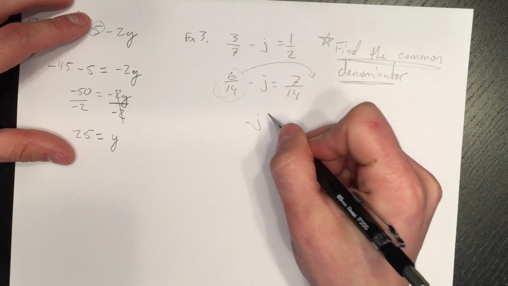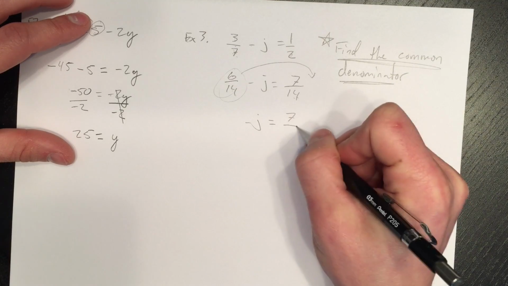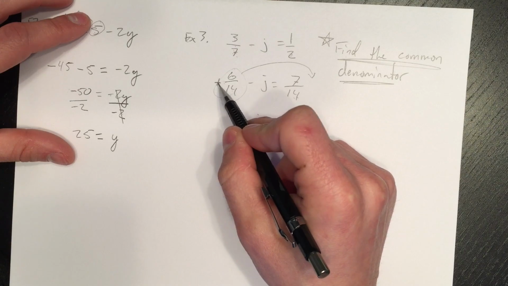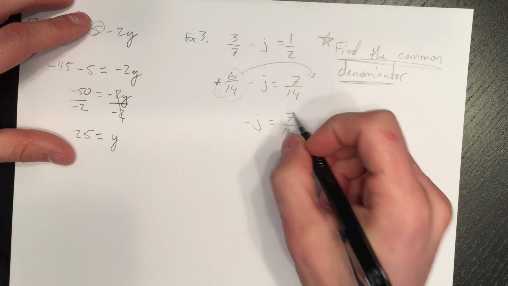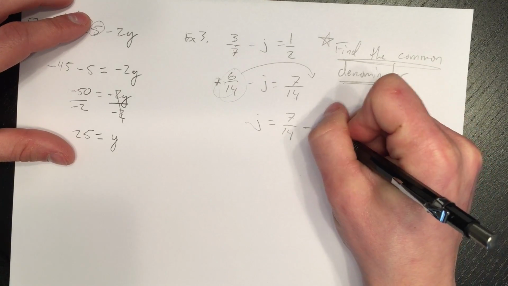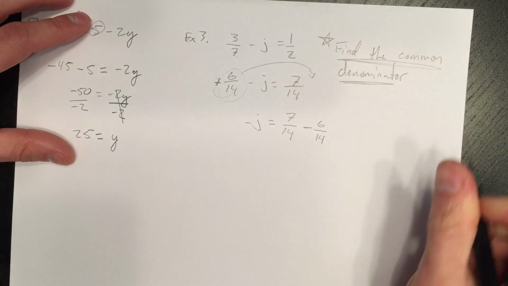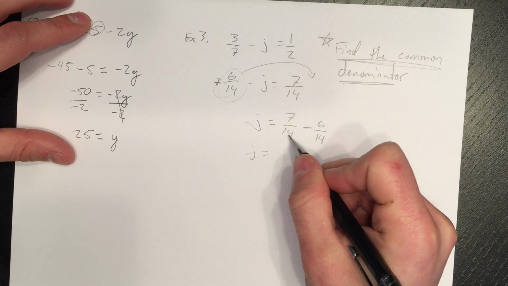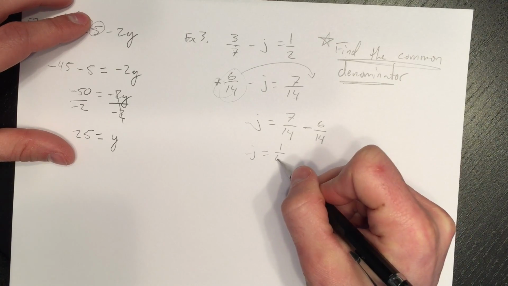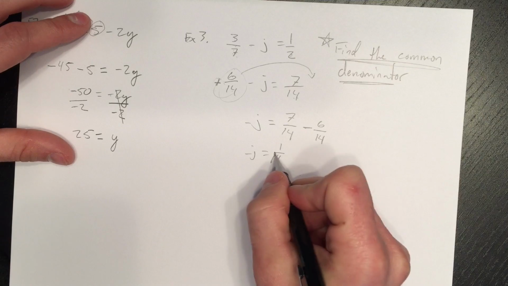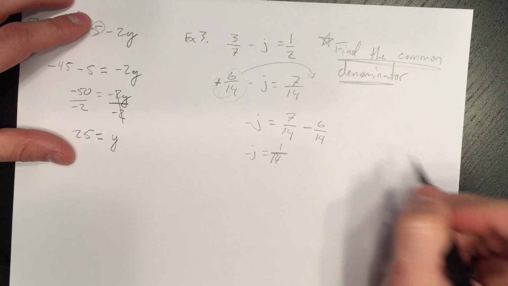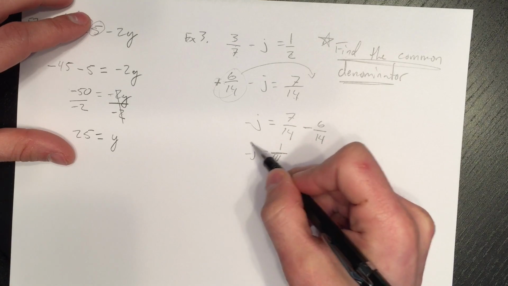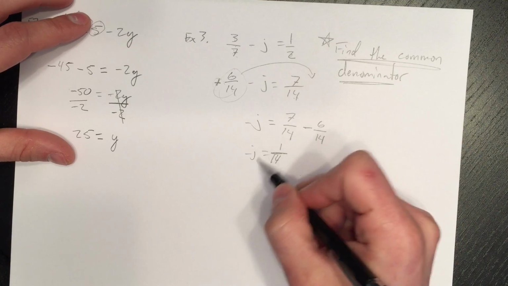So negative j equals 7/14. It's a positive over here. If there's no sign, it's a positive. So over on this side, it's going to be a negative 6/14. So we have negative j equals 7/14 minus 6/14, which is 1/14. Okay. But we have a negative variable. We don't want that negative variable. We want a negative number.